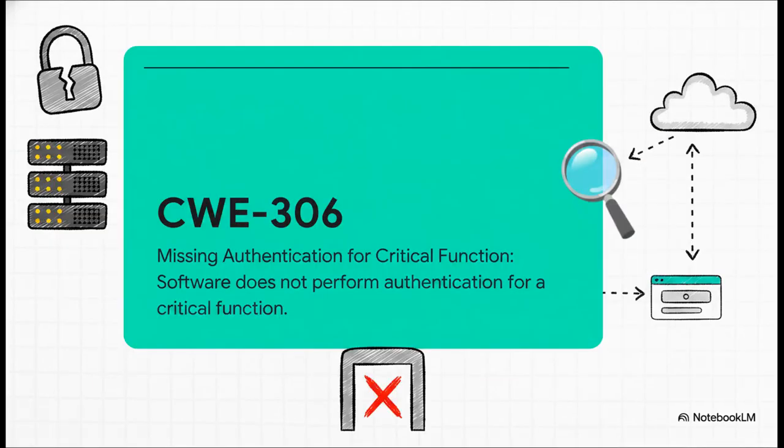So, to put a formal name on it, this is a textbook case of CWE-306, missing authentication for a critical function. It's one of the classic, most severe kinds of security oversights you can find. A function that absolutely should be locked down is just left wide open for anyone to use.